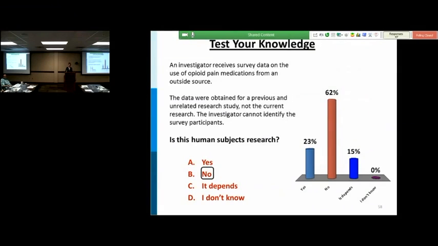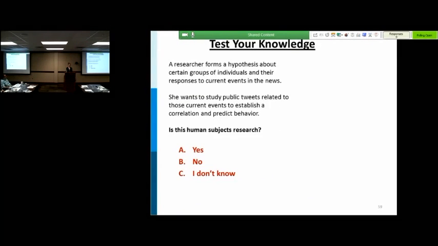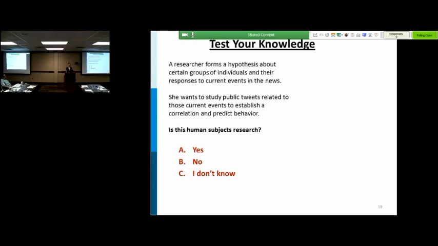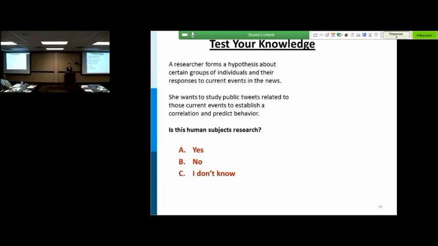Okay. All right. So before we leave the pre-2018 current rule section, we can do one more quiz question here. A researcher forms a hypothesis about a certain group of individuals and their responses to current events in the news. She wants to study public tweets related to these current events to establish a correlation and predict behavior. Is this human subjects research?